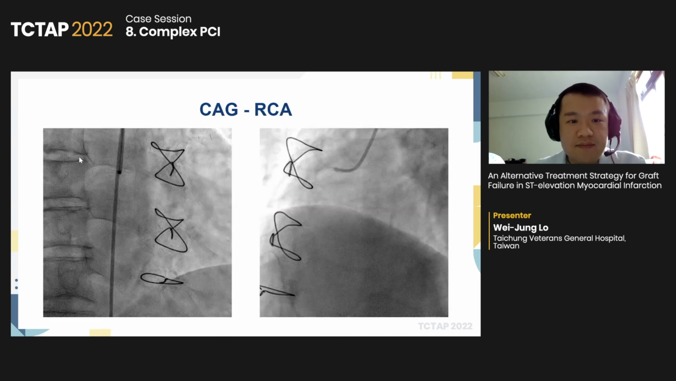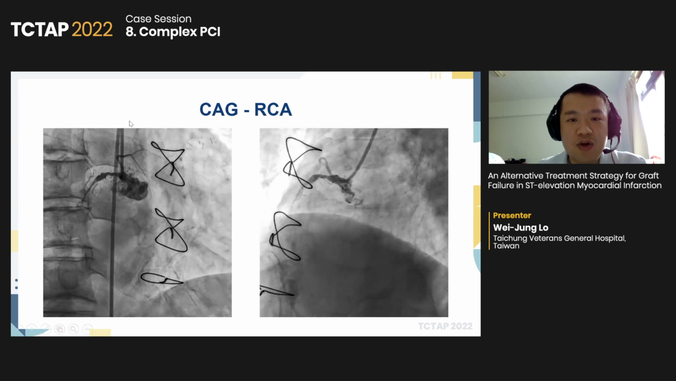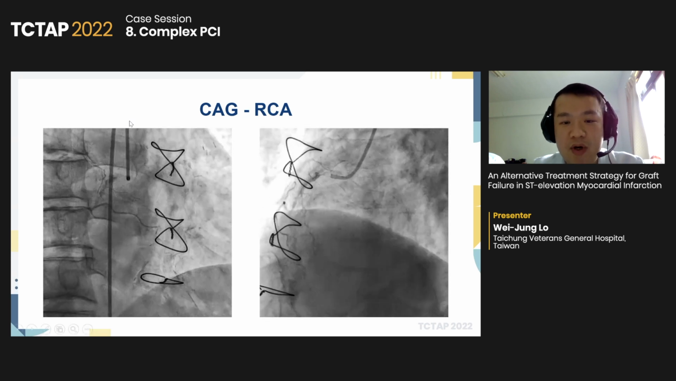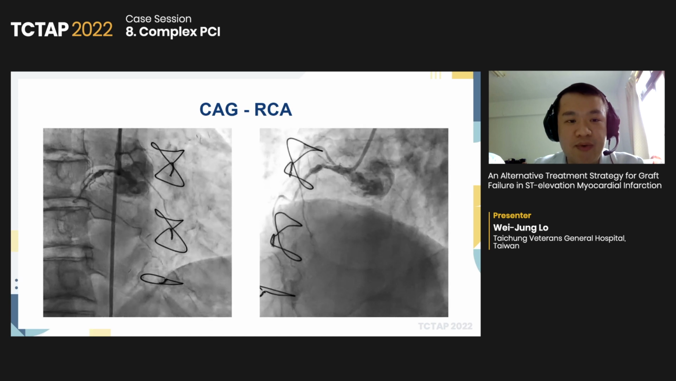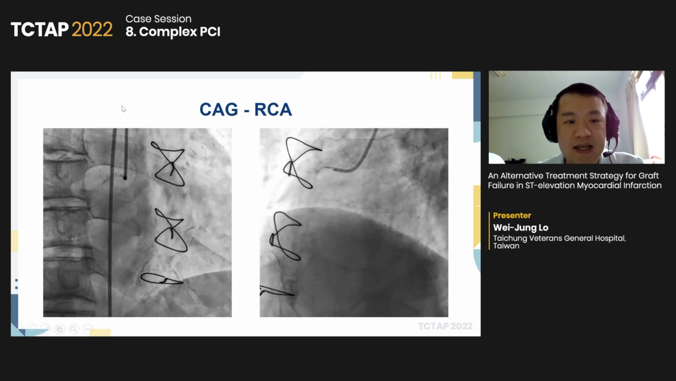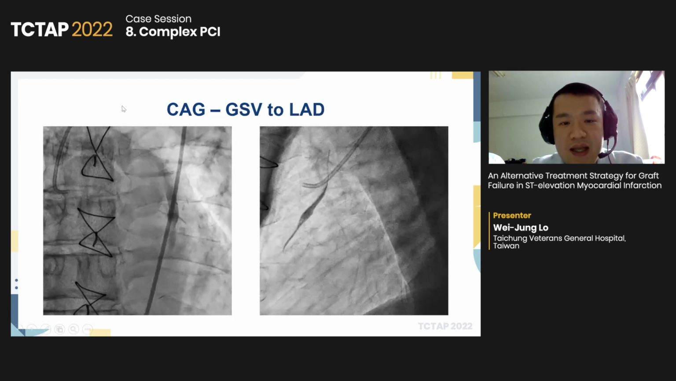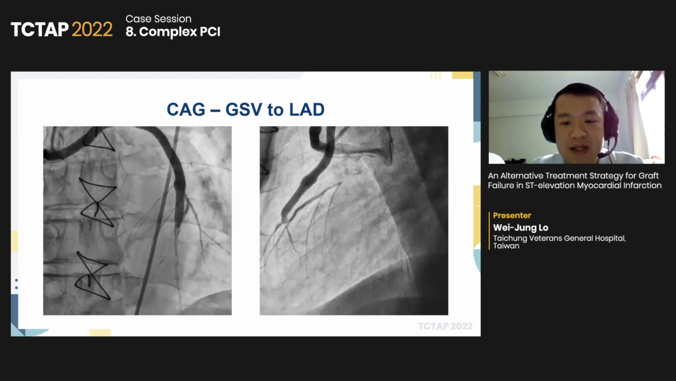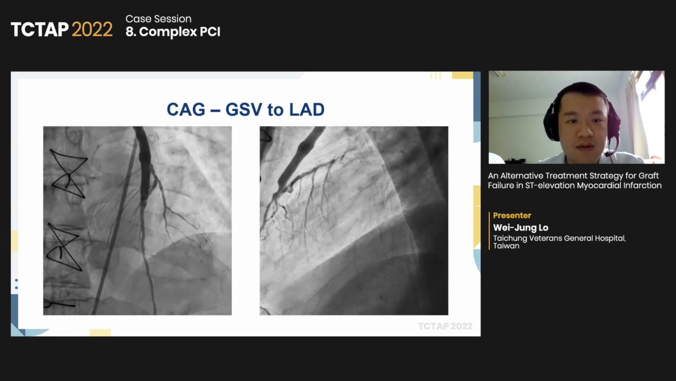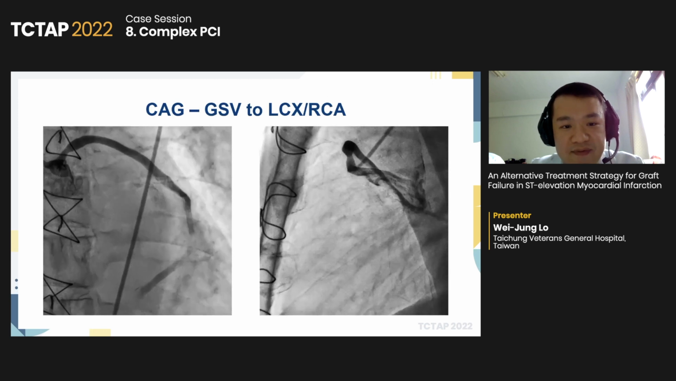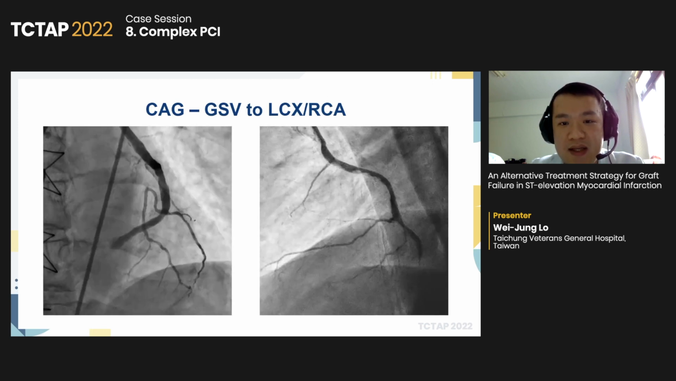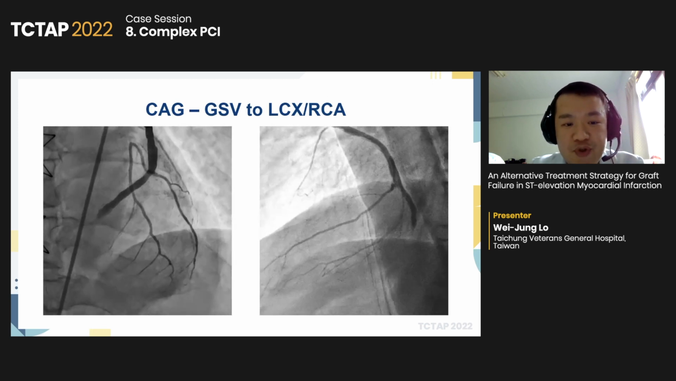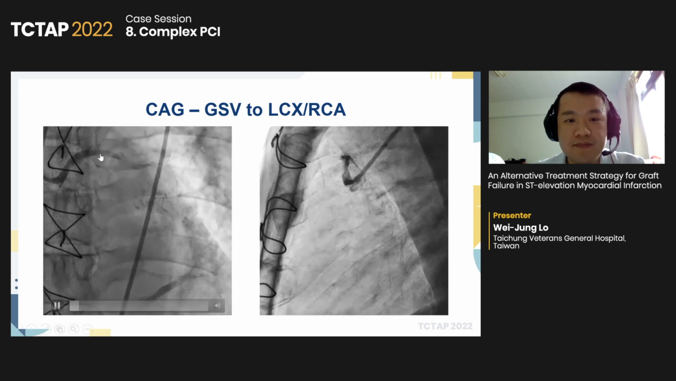The coronary angiography shows severe stenosis of proximal RCA and total occlusion of distal RCA and middle RCA. The graft to LAD was patent. Another graft to OM was patent. However, the graft to PDA was totally occluded.